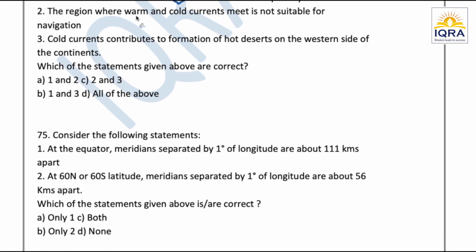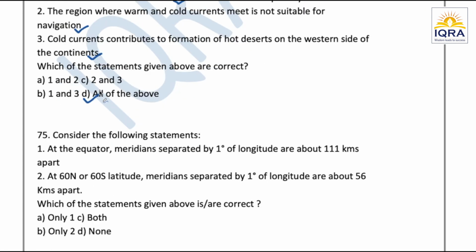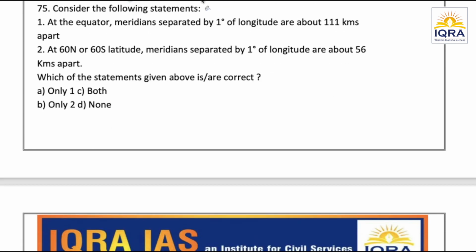Statement 2 says that the region where warm and cold currents meet is not suitable for navigation. Very correct. It is not suitable because the climate becomes very foggy and misty when both currents meet. It is not very favorable for navigation. Statement 3 says that the cold current contributes to the formation of hot deserts on the western side of the continents. This is also a correct statement. Hence, option D becomes the correct answer for question number 74. All right, moving to the next question, question number 75.